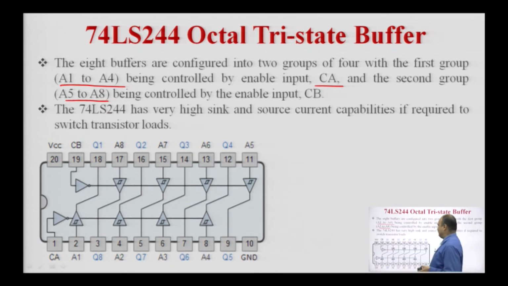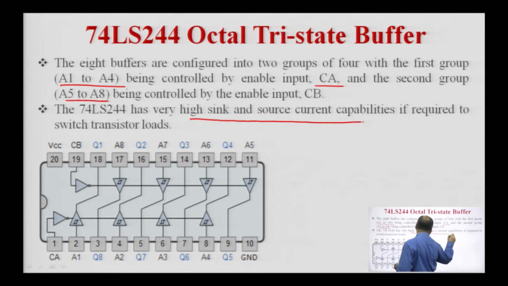Same here, when we apply the appropriate logic on this enable input, the buffer passes the information from input to output. If the appropriate logic is not applied to this buffer, it will always give the output that is nothing but the high impedance state. The 74LS244 has very high sink and source current capability if required to switch transistor load. If we want to connect the transistor load with the microprocessor, we always use the tri-state buffer.